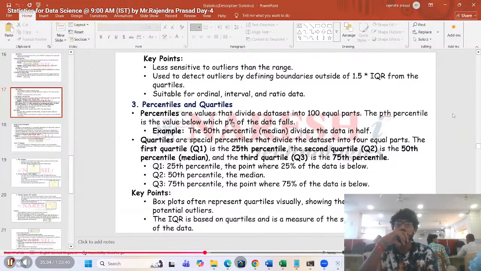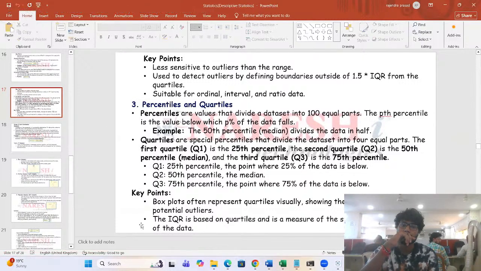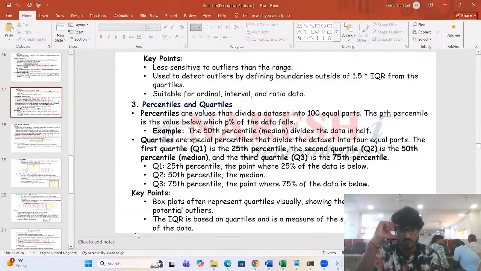And see, where we are going to use these percentiles and quartiles is the box plot. You use the box plot to identify the outliers in visualizations. The box plot will give you the 5 key statistics: one is the minimum, one is the maximum, and then Q1, Q2, and Q3.